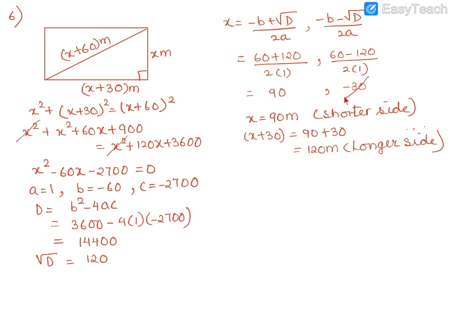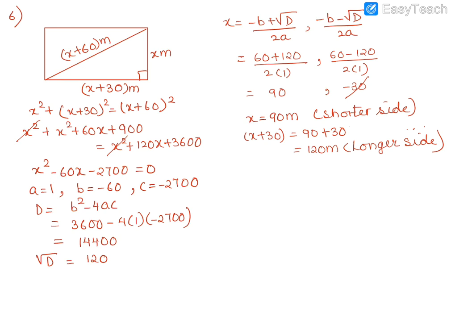Side cannot be negative. So therefore the shortest side here is 90 meters. So the longer side is 90 plus 30, which is 120. They've not asked you the hypotenuse, that is the longest side. You could have, again I am repeating, in word problems you can use the splitting up of the middle term, that will be faster.